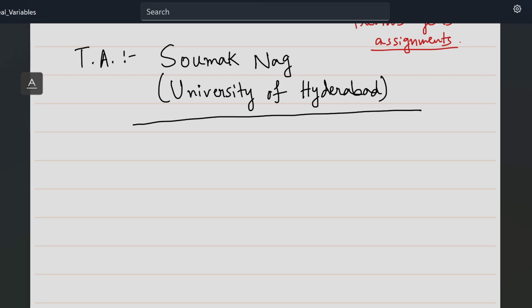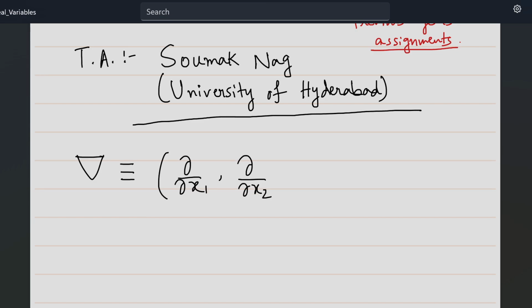So first I will tell something about divergence and curl, then I will move to the questions. So first, suppose f is a vector. First I will tell about gradient. Let del, this is an operator called nabla or gradient operator. Suppose this is given by del x1, del x2 up to del xn.